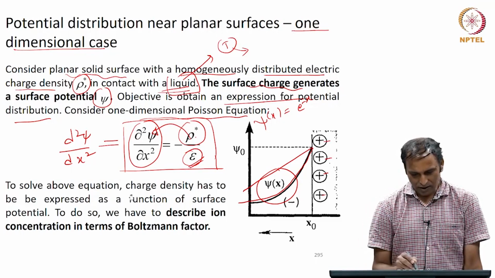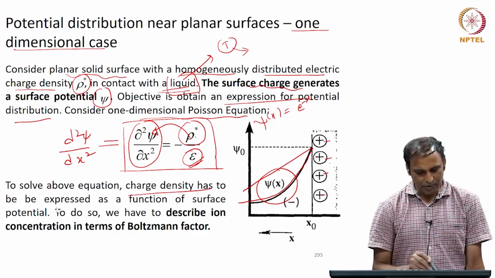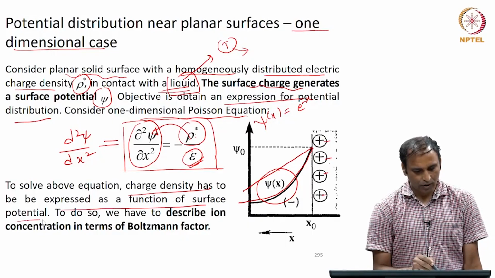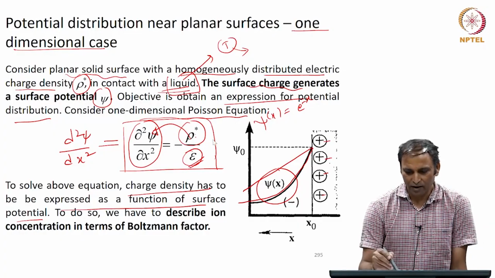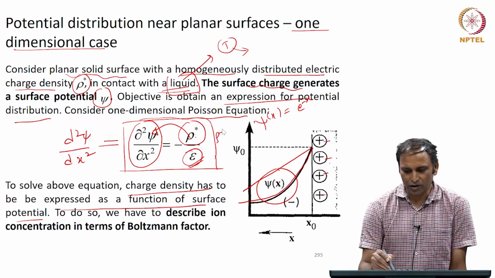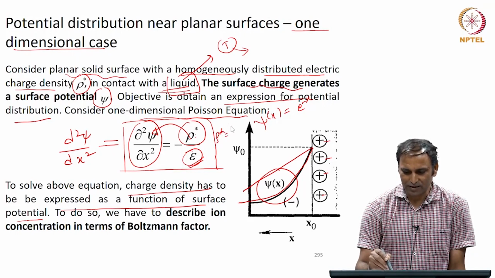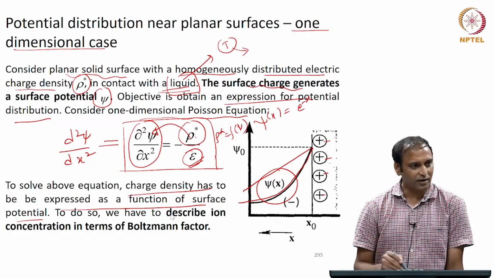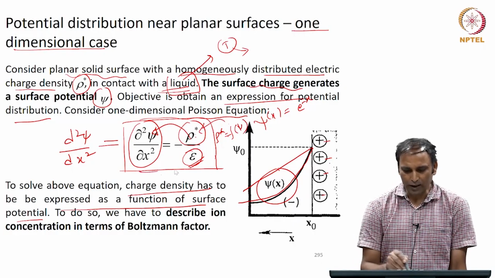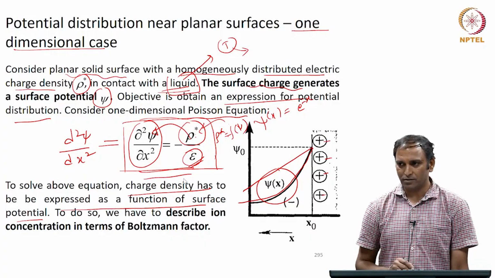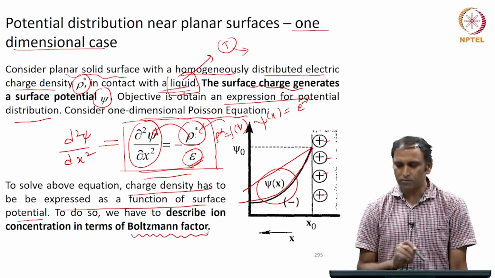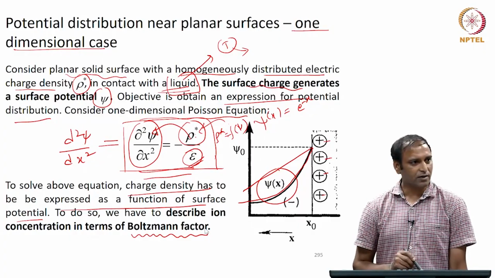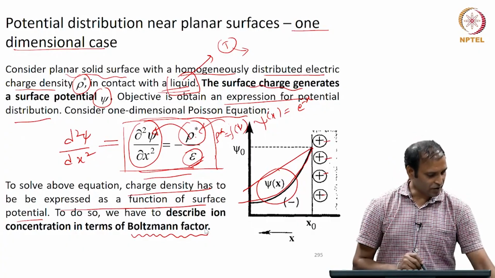To solve this expression, the charge density, that is rho star, has to be expressed as a function of potential. Only then, if I have a way of writing rho star as a function of psi itself, can I substitute for rho star and go ahead with solving this. So, to do that, what we do is we use something called a Boltzmann factor.